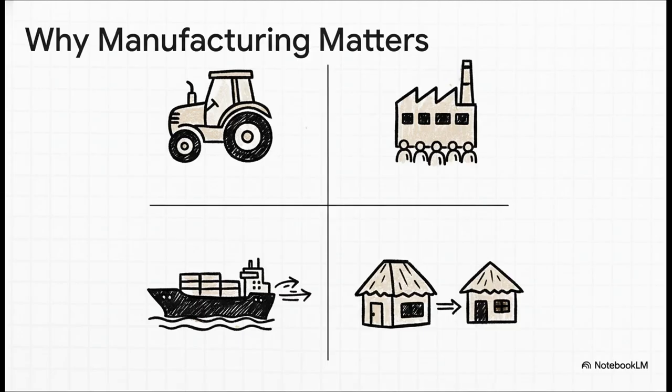First, it helps to modernize our agriculture by providing things like tractors and fertilizers. Second, it creates a lot of jobs, which helps reduce poverty and unemployment. Third, when we sell our manufactured goods to other countries, our country earns valuable foreign money. And finally, by building industries in different regions, it helps to spread wealth across the country, making sure everyone benefits. It really does lift up the entire nation.